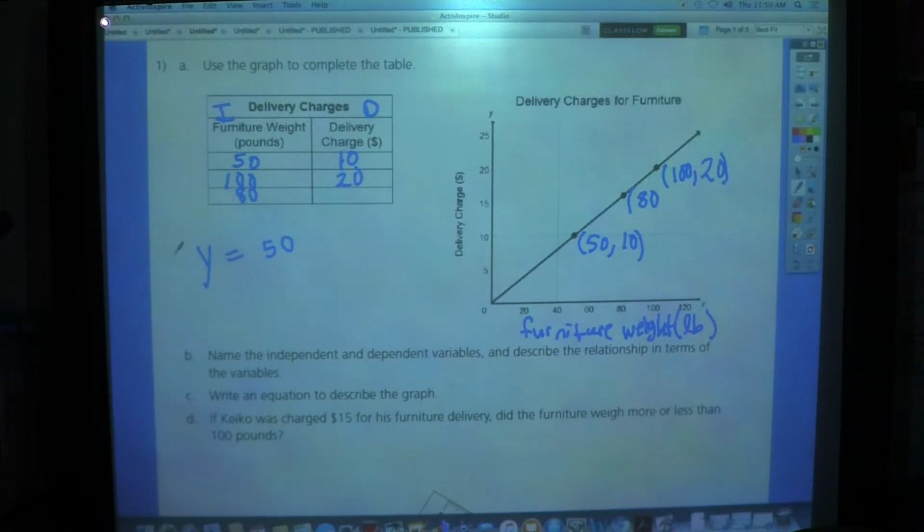What do we do to 50 to get 10? All right, Gracie? You divide it by 5. So if we have 50 divided by 5, y will equal 10.